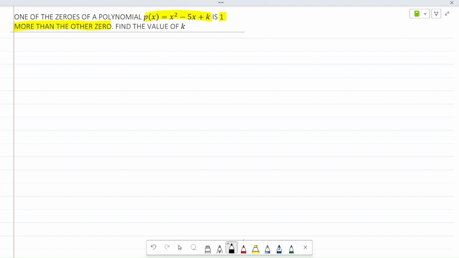Very simple. Let the two zeros of the polynomial be, maybe I can consider r, and one more is one more than r. So I can make it r plus 1, correct? Now, I need to figure out the value of k. Something interesting, but very easy.